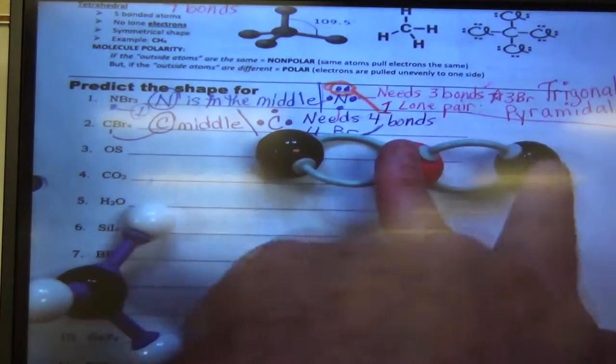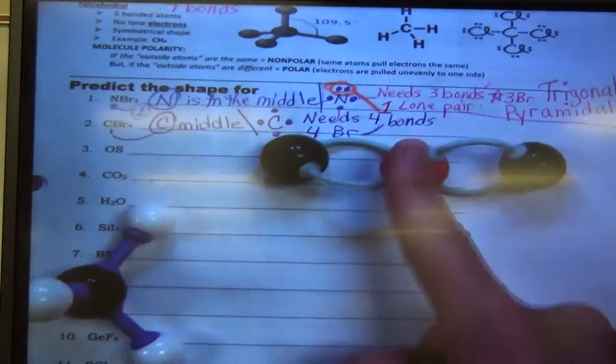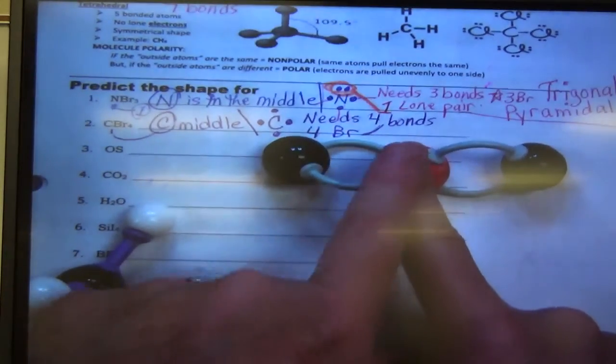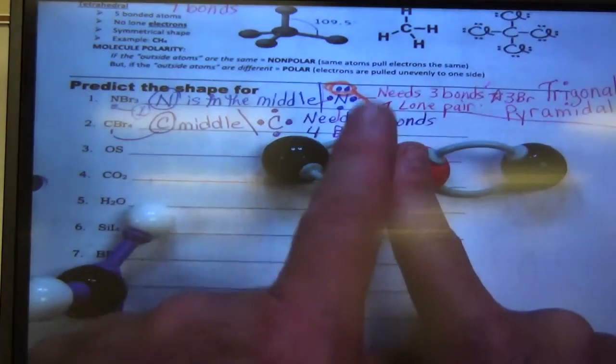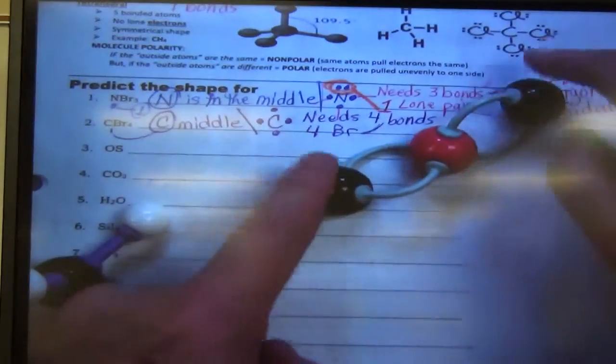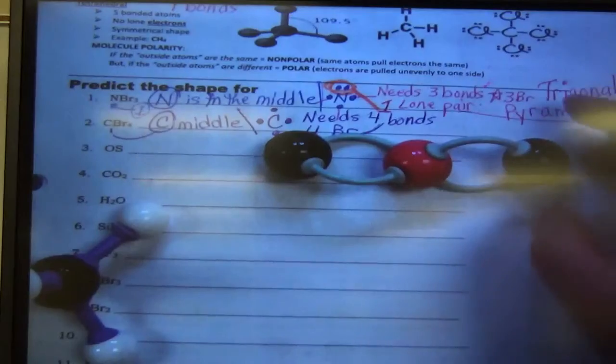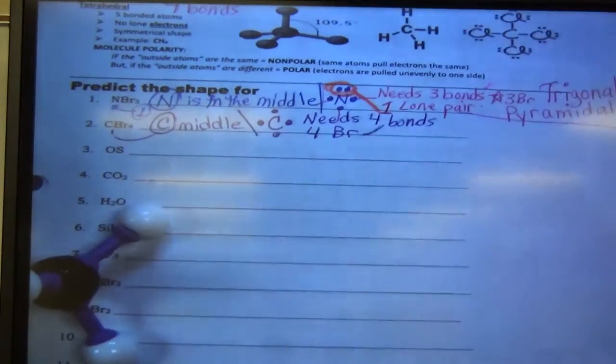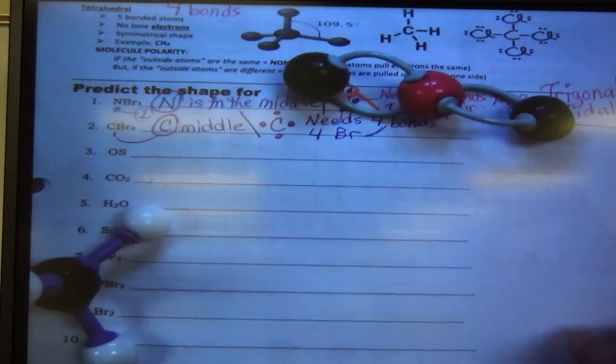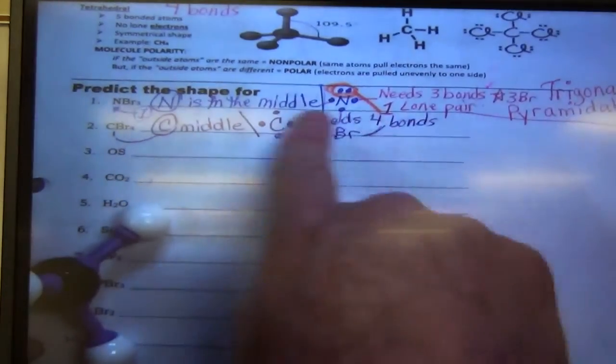This has only 2 atoms attached to the middle atom, doesn't it? Can this one be CBr4? No, not enough atoms. We'll get rid of that, right? That does not have enough atoms to even make CBr4. And that's how you get rid of choices you don't want. Also the lone pair, but we don't have any lone pairs here to even talk about.